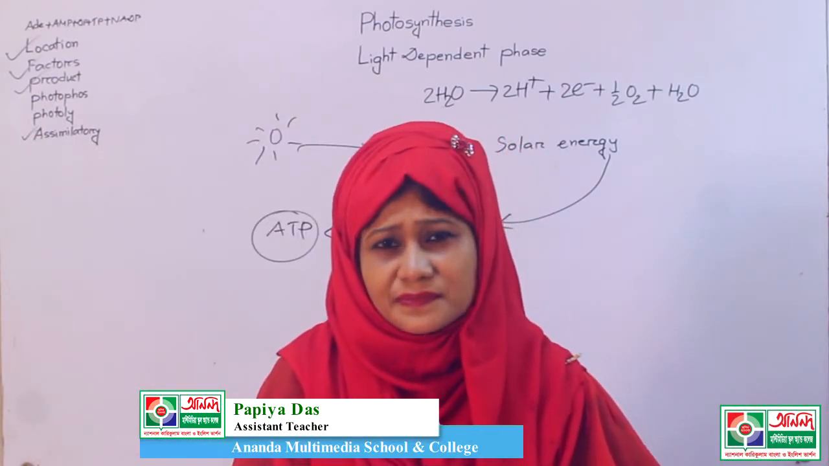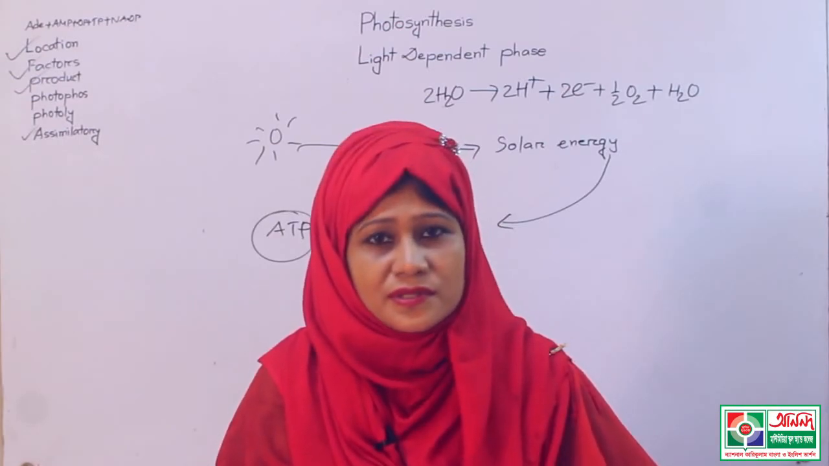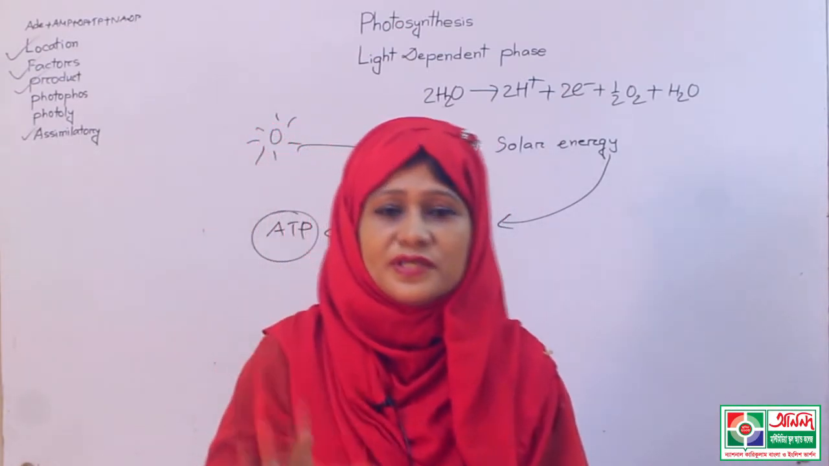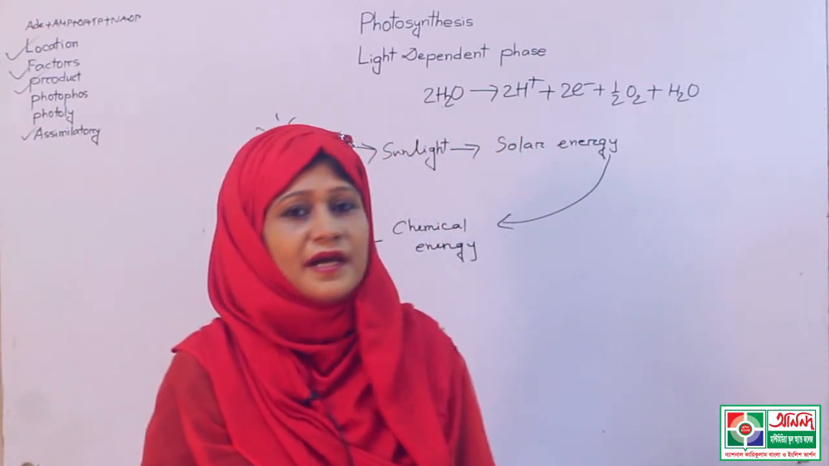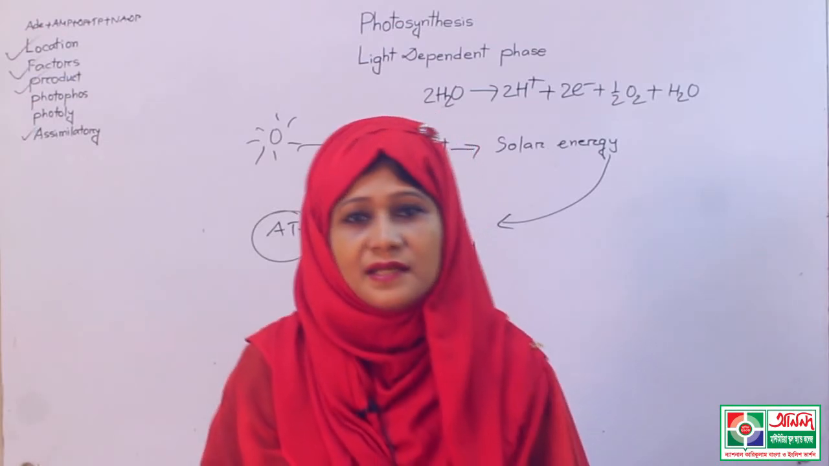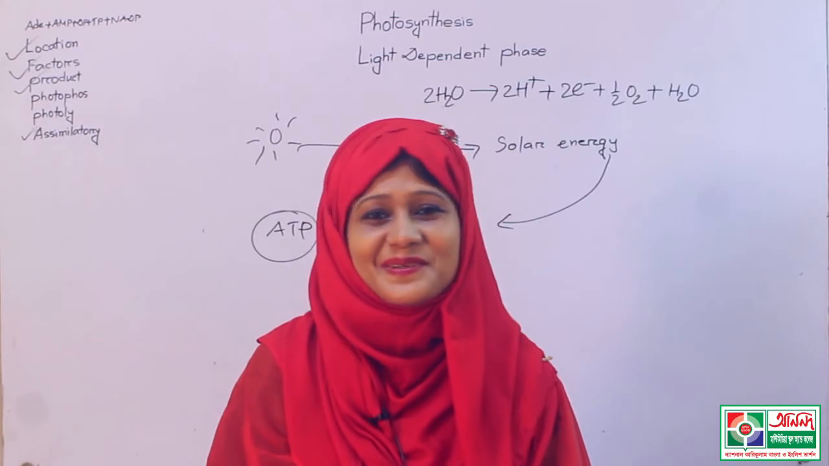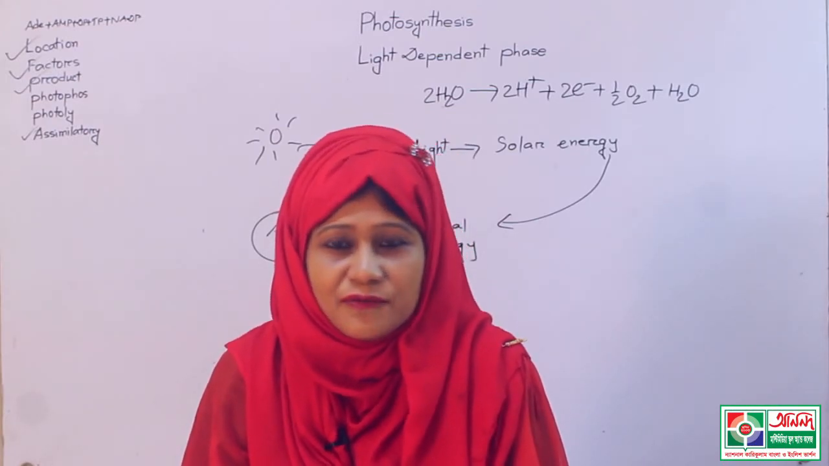This product is converted to the glucose in presence of different types of enzymes which are present in the stroma. With the help of cellular water, atmospheric carbon dioxide, the animal world gets the glucose. So this was all about the light dependent phase of photosynthesis.